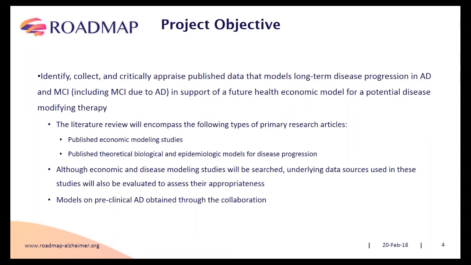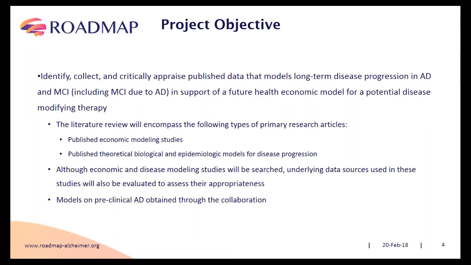And this literature review encompassed several types of primary research articles, both published economic modeling studies, because as you know, economic models use disease progression as the fuel or the engine by which the patients flow through the model. And we also considered just straight up theoretical, biological, and epidemiological models of disease progression, ones that were not necessarily assigned to a cost-effectiveness study. So we searched through a series of economic and disease modeling studies, and we also looked into the underlying data sources used for these. And the models through the preclinical AD disease staging were obtained through the collaboration that was not covered in the literature review.